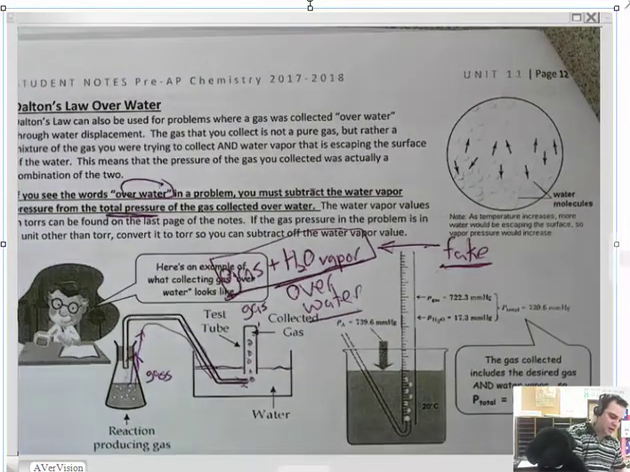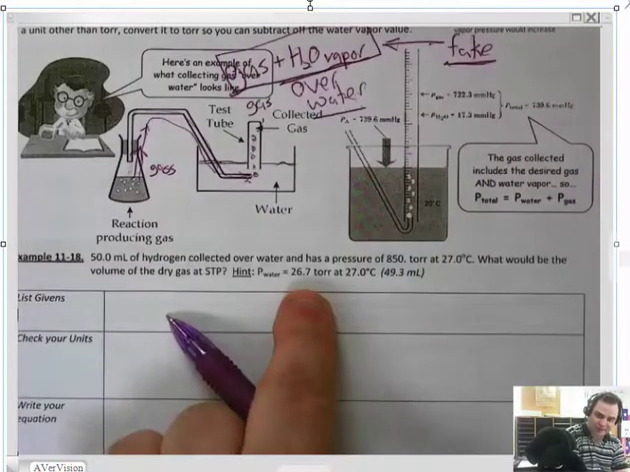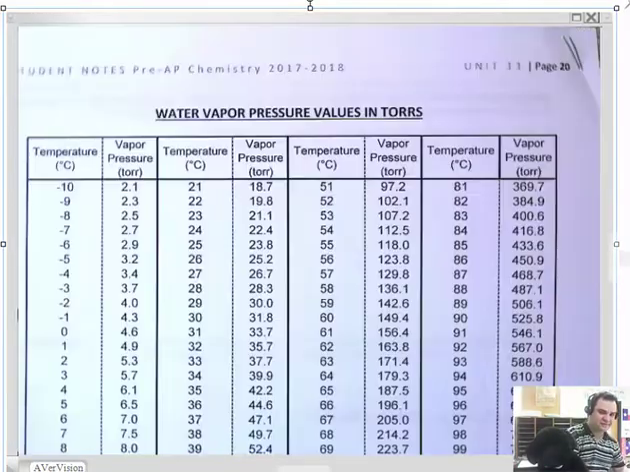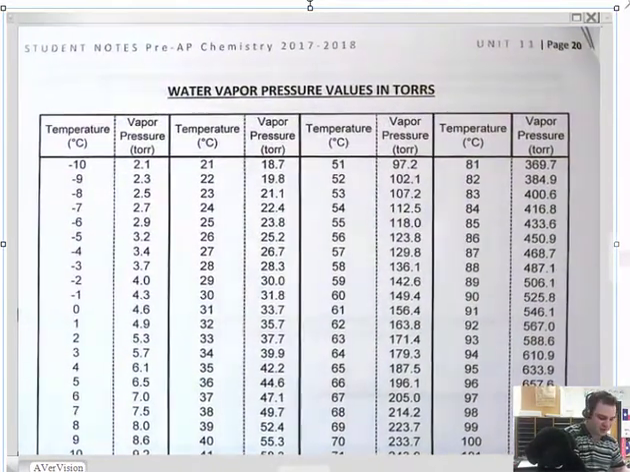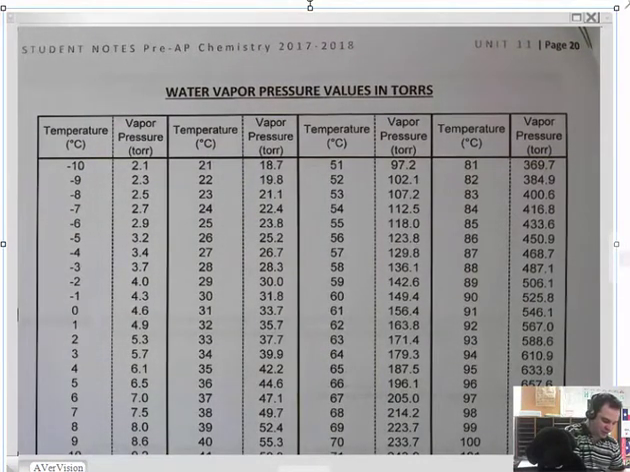Now, how do you know the vapor pressure of water? Most of the time it's going to be listed in the problems here. Sometimes it's not listed in the problems. There's a table on the back of the water pressures at various temperatures. So you look up the temperature, it tells you the vapor pressure of water, and then you subtract it out. Okay? So let's look at a problem of this.